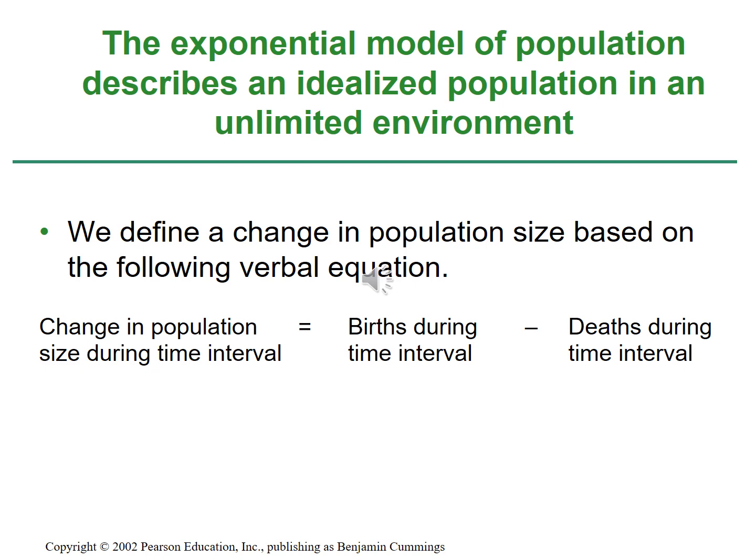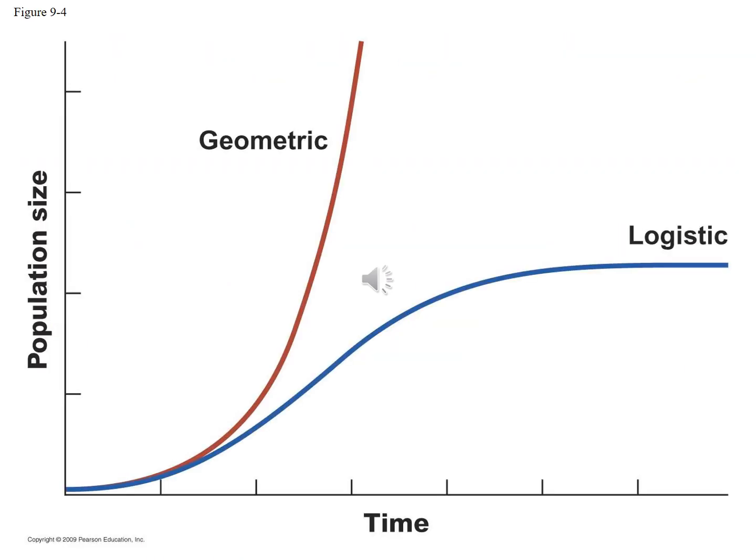The change in the population size during a certain time interval would just equal the births during that time interval minus the deaths. That's the most simple model that we can start with. Adding some more reality to it is the logistic model. So the exponential one you're seeing in red, also called geometric. Again, the population is increasing exponentially, and there's nothing limiting that population. It kind of looks like what human population on Earth has looked like for the last couple hundred years.